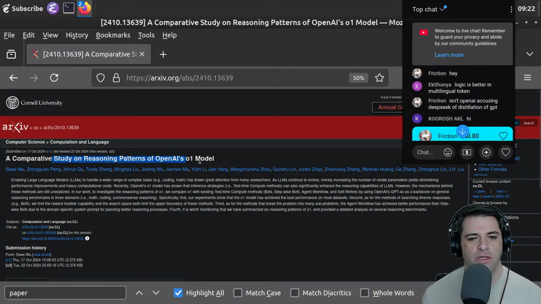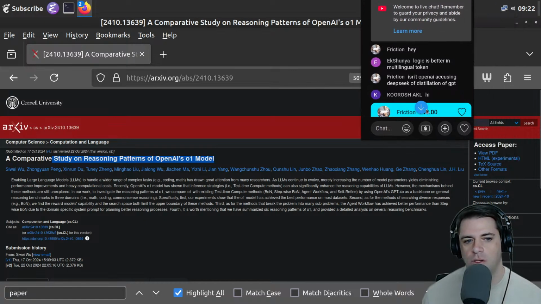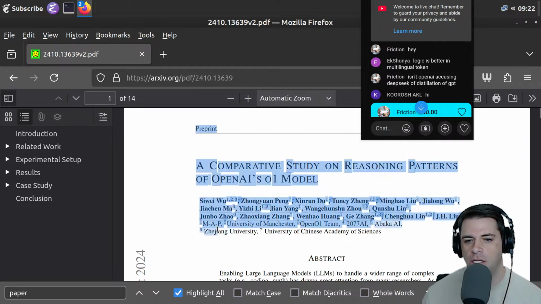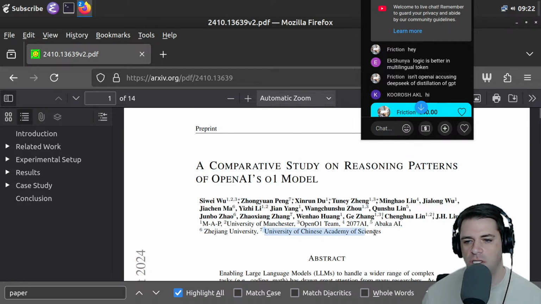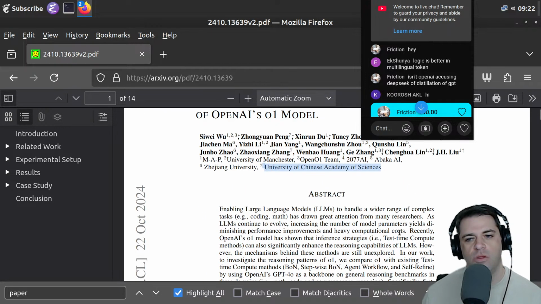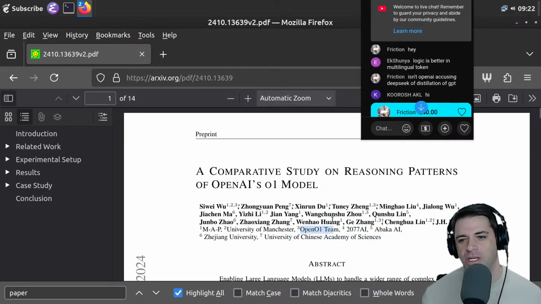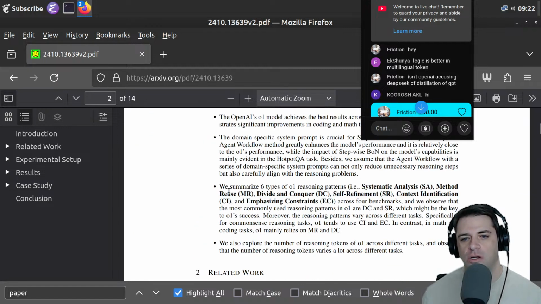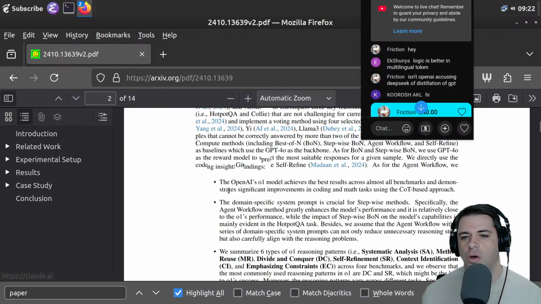Here's a comparative study on reasoning patterns of OpenAI's O1 model. And it looks like this is from October 2024. These are certainly lots of Asian names. I don't know where these folks are from. University of Manchester, OpenAI team, Abaka AI, Zhejiang University, University of Chinese Academy of Sciences. So there is some study with some OpenAI people and some Chinese universities that I think predates the R1 paper that's looking into how O1 does reasoning.